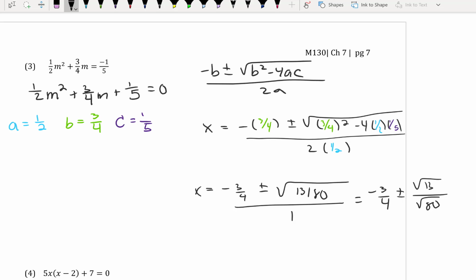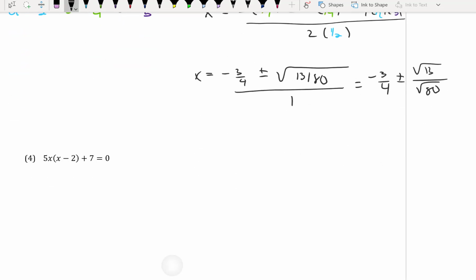And if I were to have the square root of 80, that can simplify a bit more. So my final answer, I'm going to have x is equal to -3/4 plus or minus the square root of 13. And 80, when you break it down, I have a 16 times 5, so that's a 4 squared times 5. So you can see that that 4 jumps out. So you have a 4, and you have a square root 5.